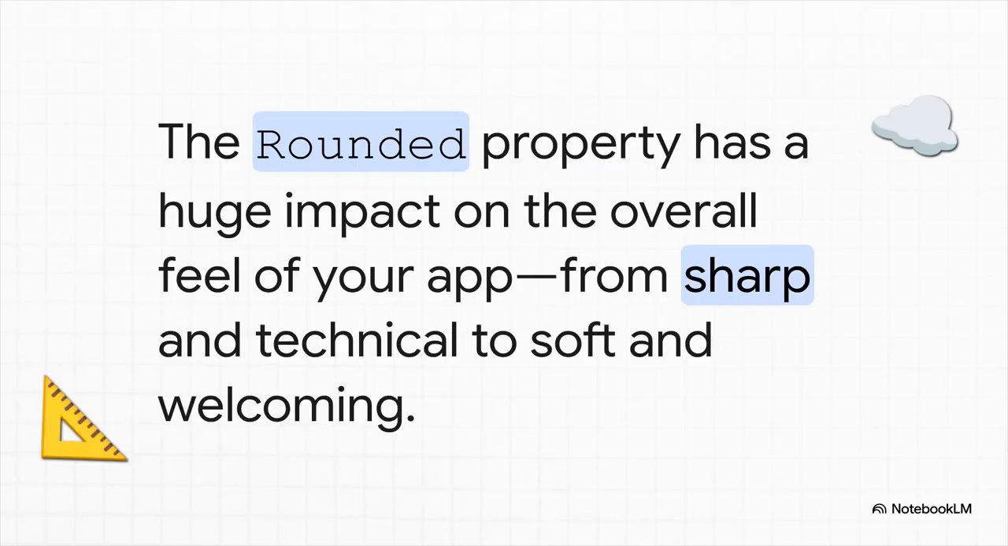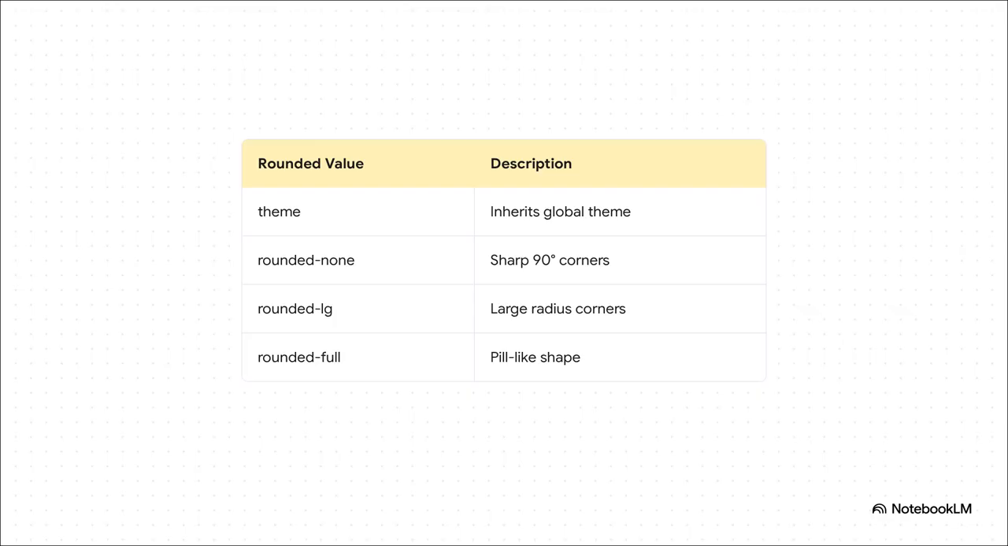All right, next up, let's shape the corners. Now, the rounded property might seem like a small detail, but trust me, it has a huge impact on the overall feel of your app. It can shift the vibe from sharp and technical to soft and welcoming in an instant. And once again, you have a whole spectrum of choices. You can just have it inherit from your global theme to keep things consistent, go with rounded none for those crisp 90-degree angles, or even use rounded full to get a super smooth, pill-shaped look.